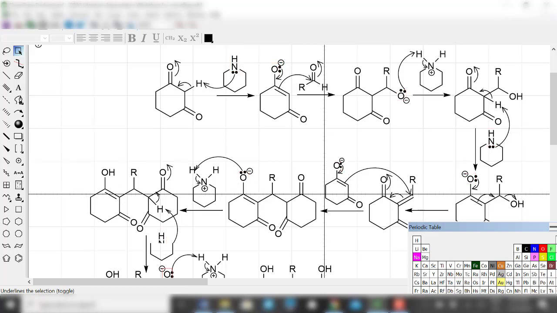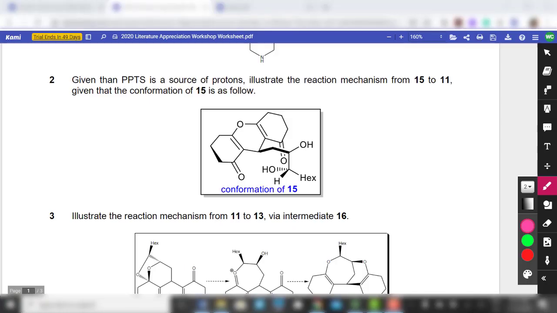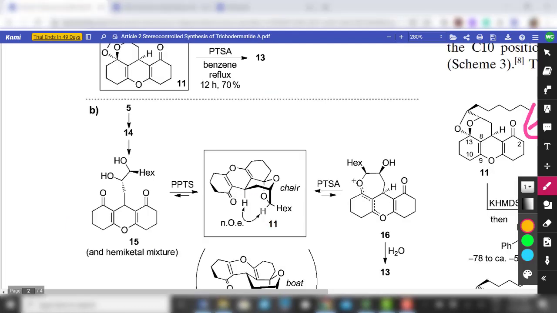Okay, now let us go back to the next question. For question 2, you are told that PPTS is a source of protons. You are asked to illustrate the mechanism from 12 to 11, given the conformation of 15 shown below. Since you are given the conformation, I hope you can guess that when illustrating the mechanism, you're supposed to keep the conformation in place. It's actually to help you in the mechanism as well. So let us take a look at the research paper.